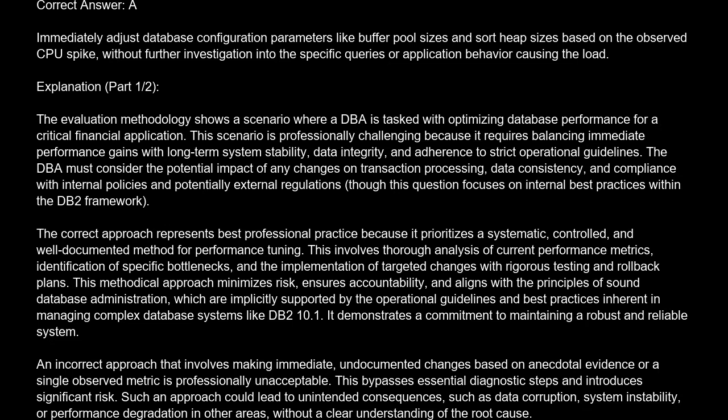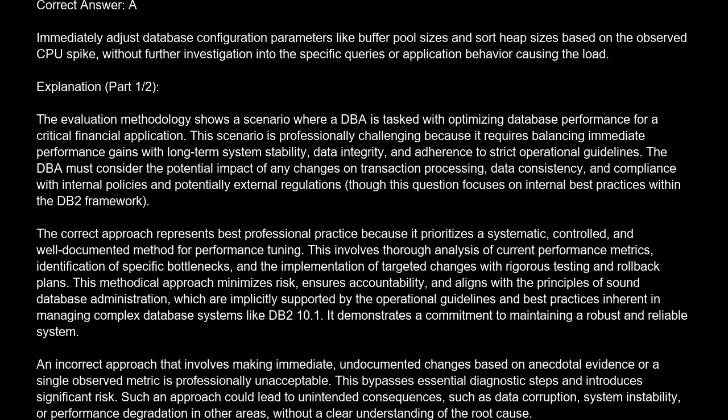The correct answer is A. Immediately adjust database configuration parameters like buffer pool sizes and sort heap sizes based on the observed CPU spike, without further investigation into the specific queries or application behavior causing the load.